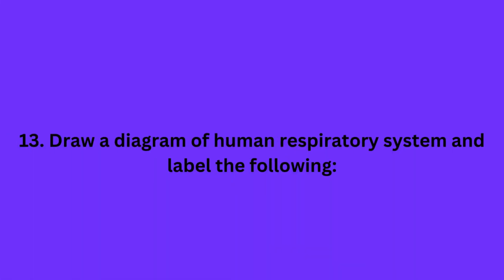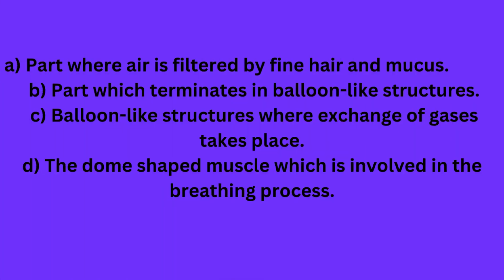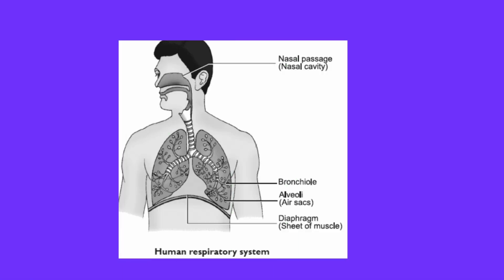13. Draw a diagram of human respiratory system and label the following. A. Part where air is filtered by fine hair and mucus. B. Part which terminates in balloon-like structures. C. Balloon-like structures where exchange of gases takes place. D. The dome-shaped muscle which is involved in the breathing process. Answer. Here is a diagram of the human respiratory system.